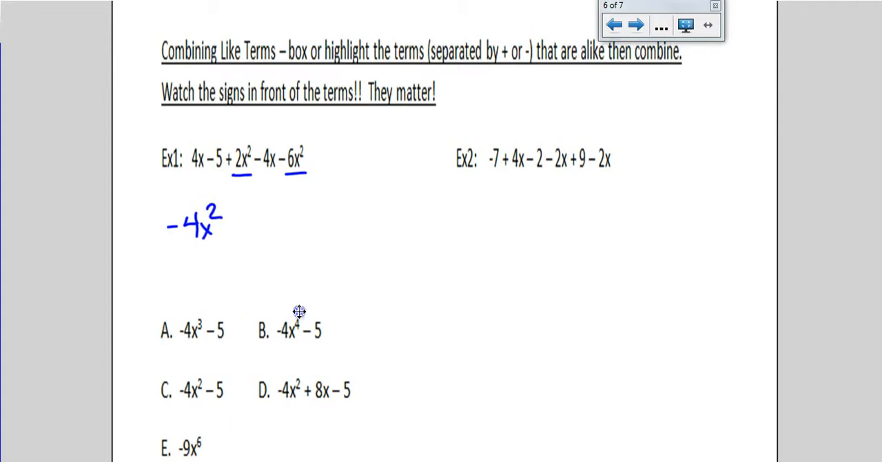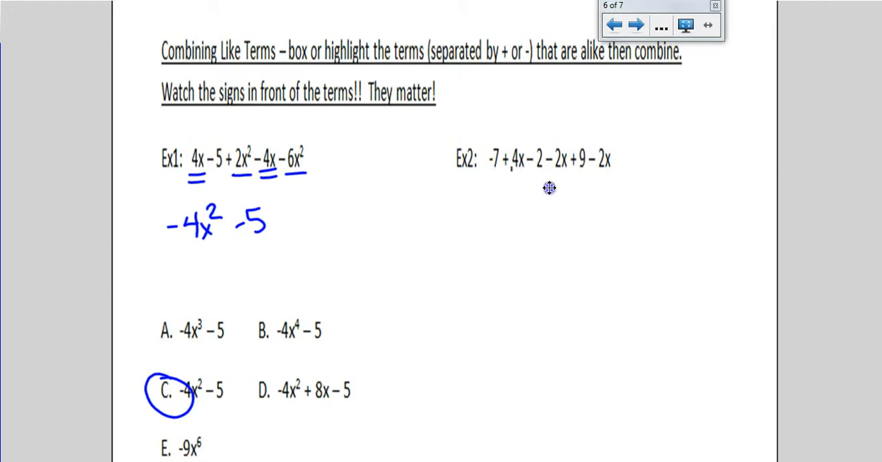Now right away, as I look at my answer choices, there's only 2 answer choices that are going to work. I'm already narrowed down to a 50-50 shot. Let's keep going though. And then I have a 4x minus a 4x. Those are actually going to cancel out, leaving you with no x's. So I think I know the answer. I think it's C. And it is, because there's just still a -5 off to the side.